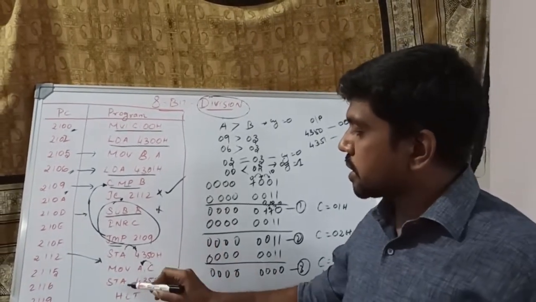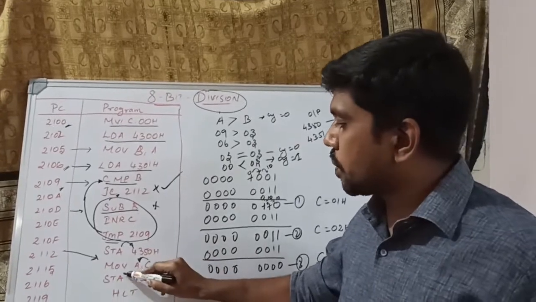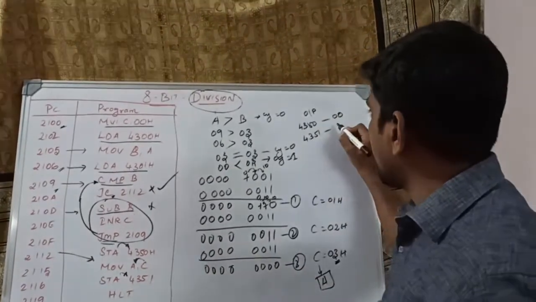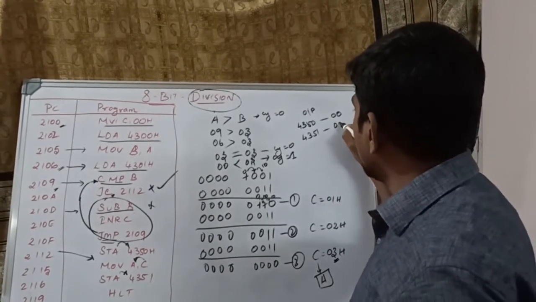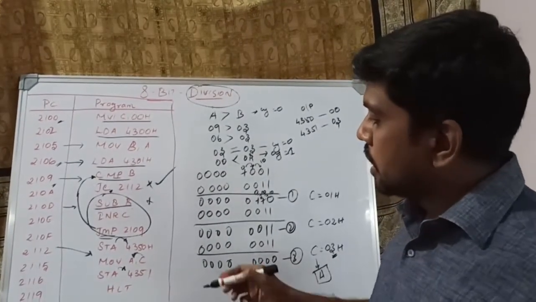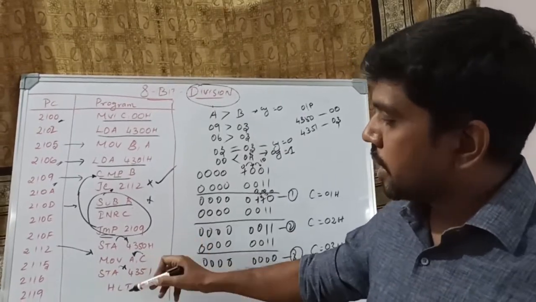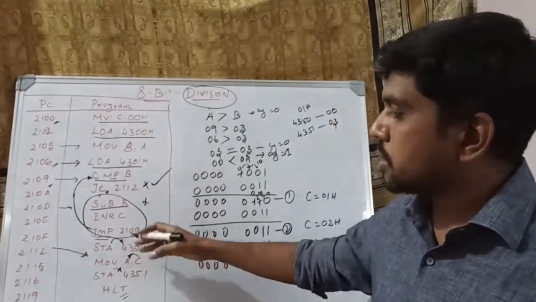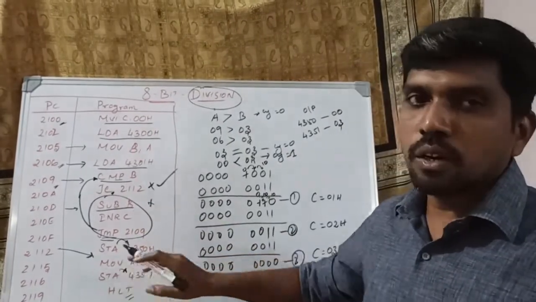The next instruction is STA 4351. Whatever value is present in the accumulator goes to the specified memory location 4351. The C value is 03. After execution of this instruction, the next instruction is halt. Halt is the end of the program. There is no instruction after the halt instruction.